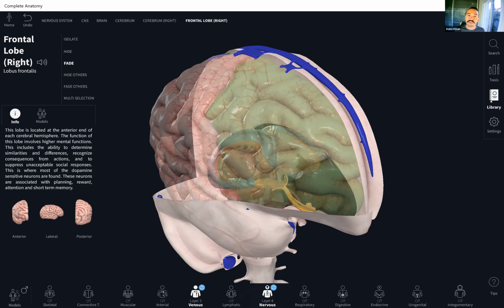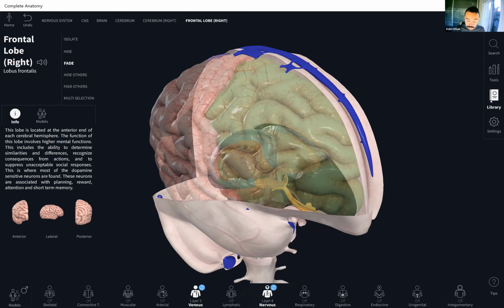It just says frontal lobe here. We can assume that the pia mater is directly covering every gyrus and sulcus. So it doesn't say pia mater here, but we can assume that it's directly covering it. We can't peel off the pia mater like we can the dura and the arachnoid mater.